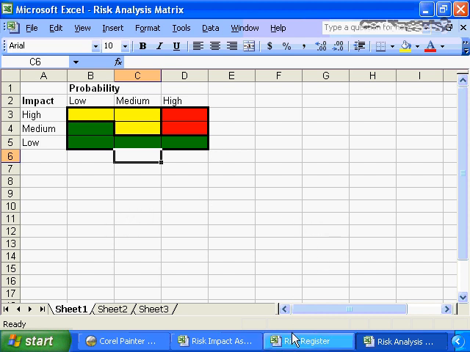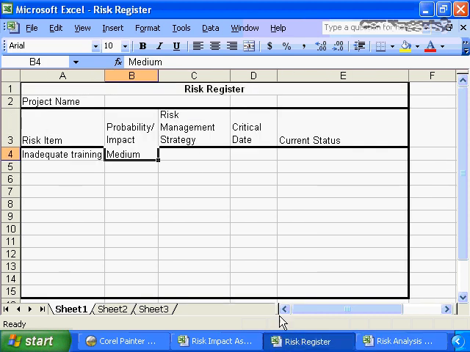And then finally, dealing with the timeline, we'll come back to our risk register, and we will see that we have inadequate training. The probability impact is medium. We have not changed that as a result of our reassessment, but we need to look at the critical date. Now we need to put this on a timeline and assess when and where in the project do we as a project manager need to begin to focus on risk.